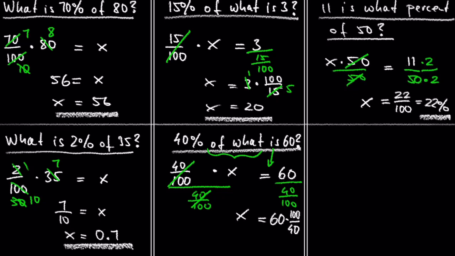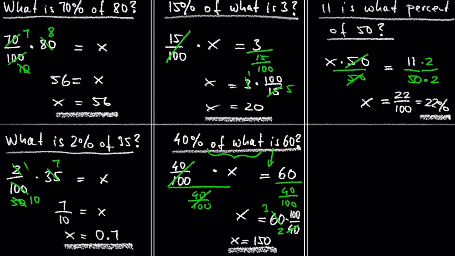60 divided by 20 is 3, and 40 divided by 20 is 2. 100 divided by 2 is 50, and 3 times 50 is 150. So 40% of 150 is 60.